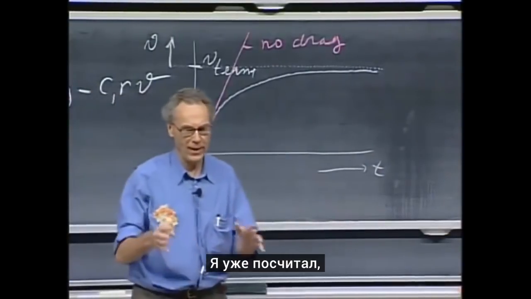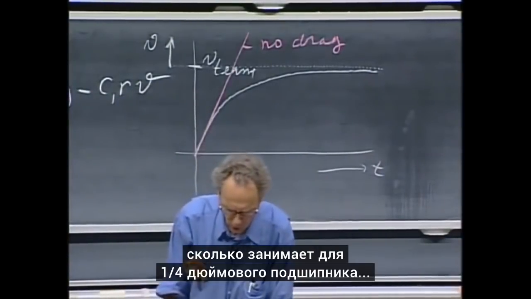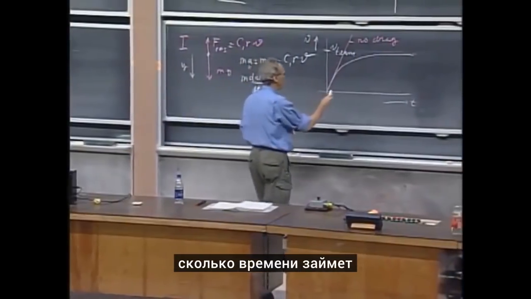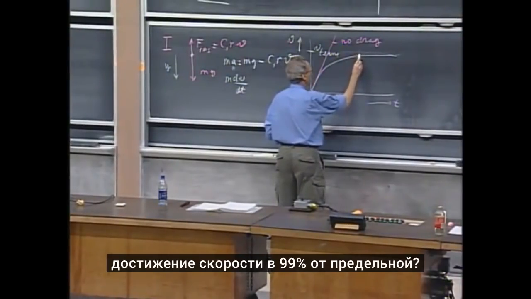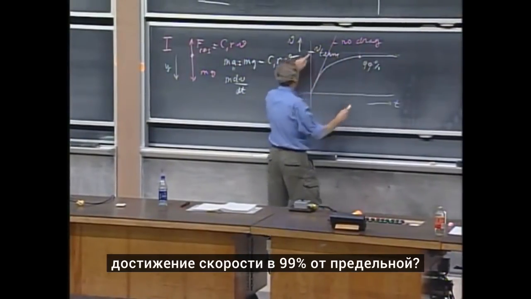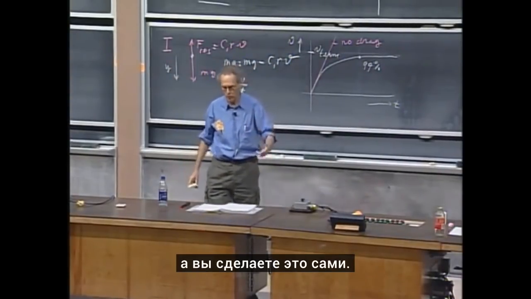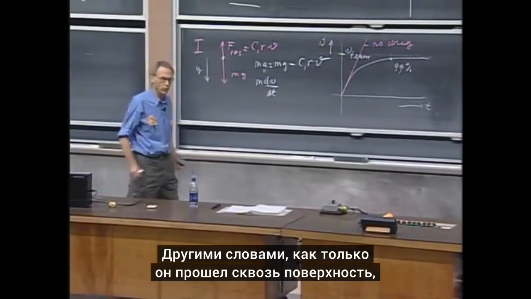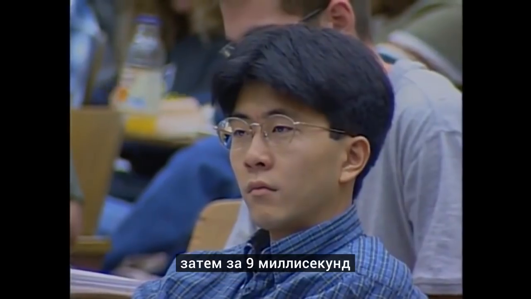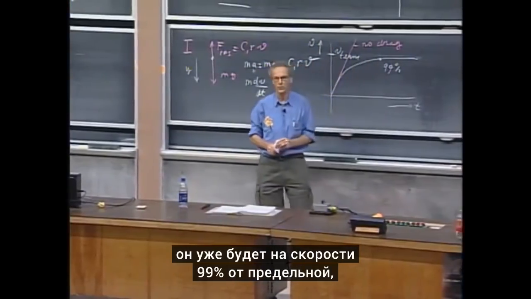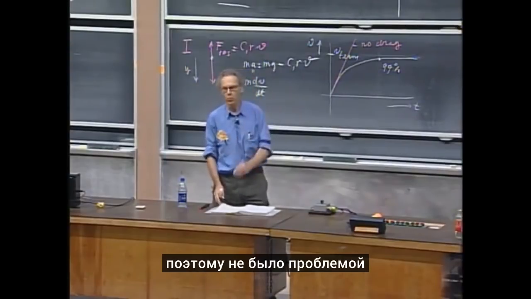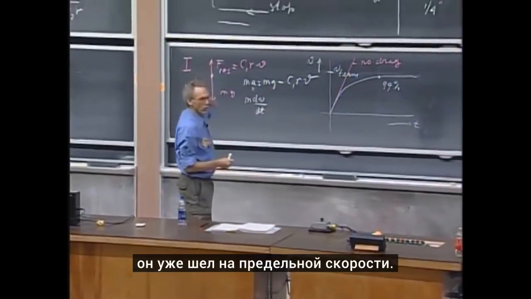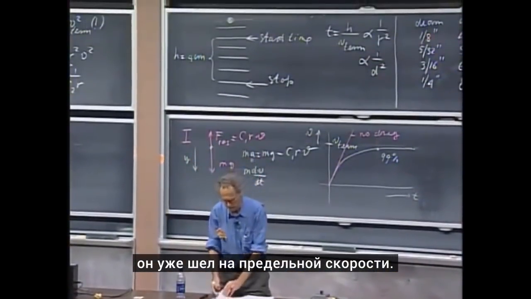And I calculated already, something that is part of your assignment, how long does it take for the 1/4-inch ball bearing to reach a speed which is about 99% of the terminal speed? And I calculated that, and you will go through that calculation for yourself. That is only 9 milliseconds. In other words, once it has broken through the surface, that takes a while because of the thin film, then in 9 milliseconds I will already be at 99% of the terminal speed. And so there was no problem at all when I waited for the object to cross the first mark. It was already clearly going at the terminal speed. So that was fine.